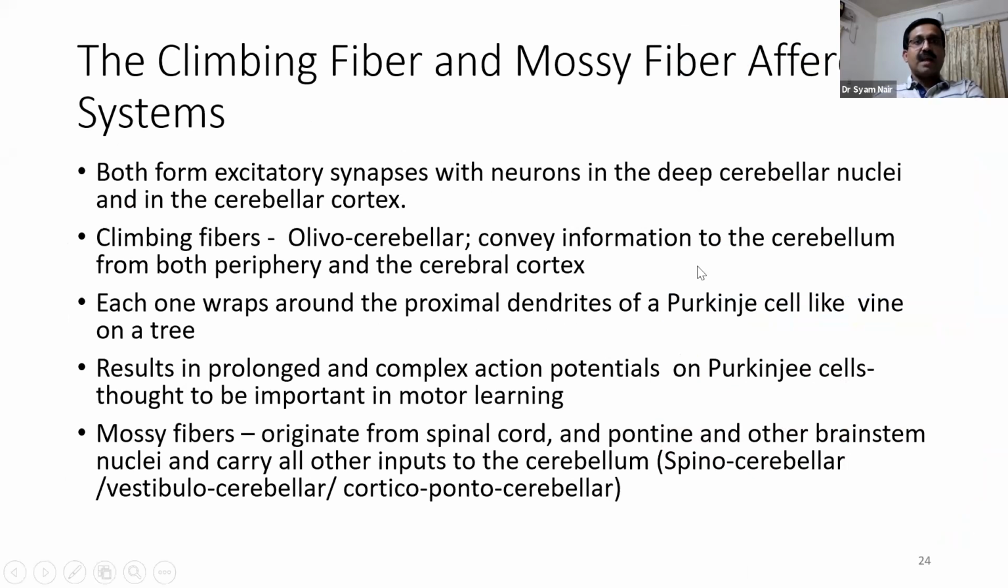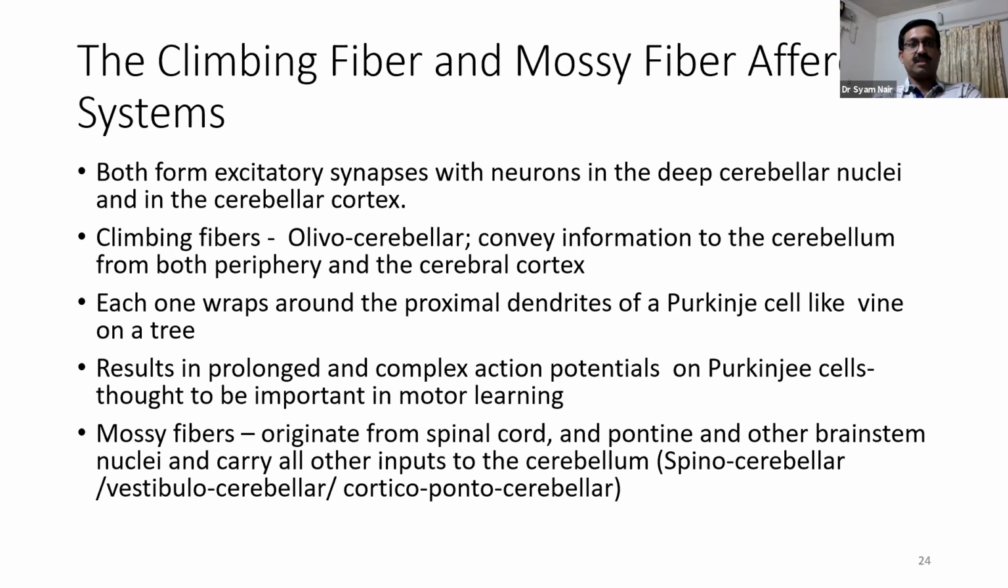So both the climbing fiber and mossy fiber systems form excitatory synapses with neurons in the deep cerebellar nuclei as well as the cerebral cortex. Those climbing fibers and mossy fibers, before they reach the cerebellar cortex, send branches to the deep cerebellar nuclei and excite them. The climbing fibers, as we have seen, are olivocerebellar.